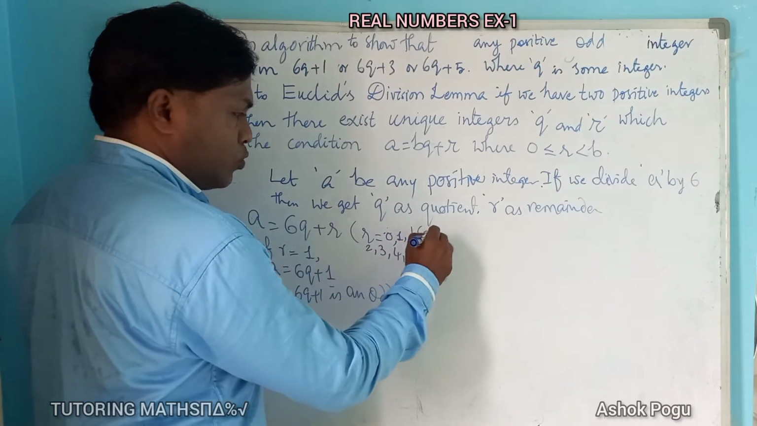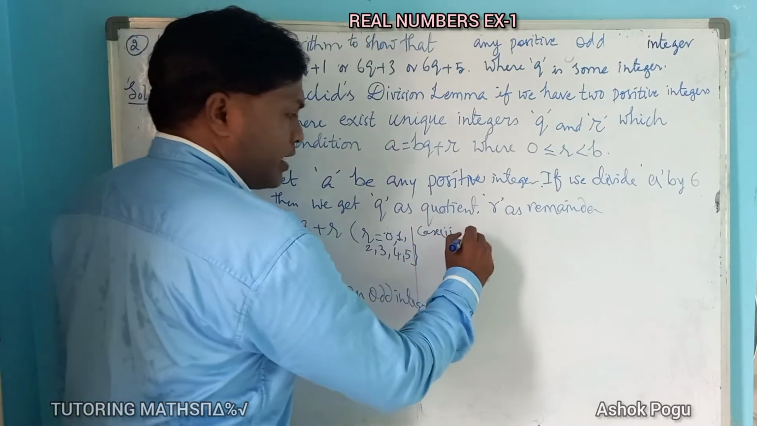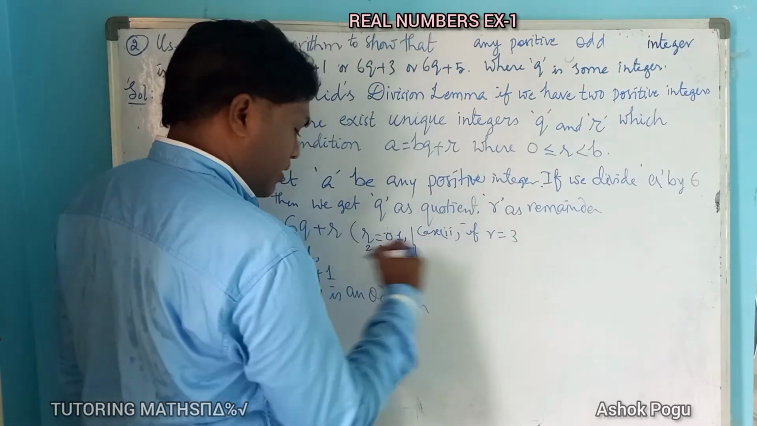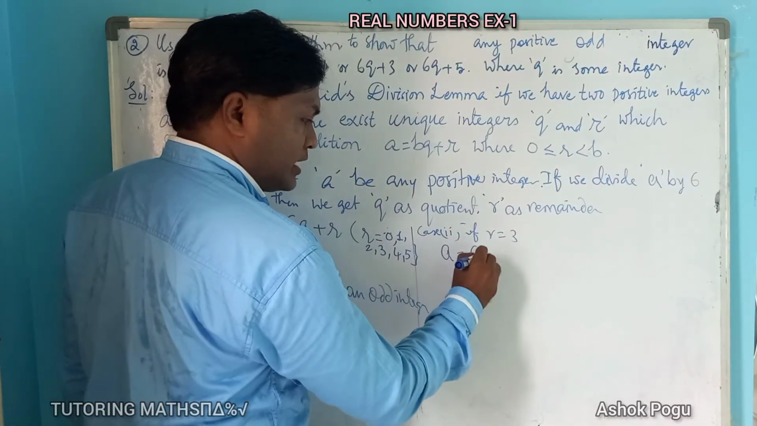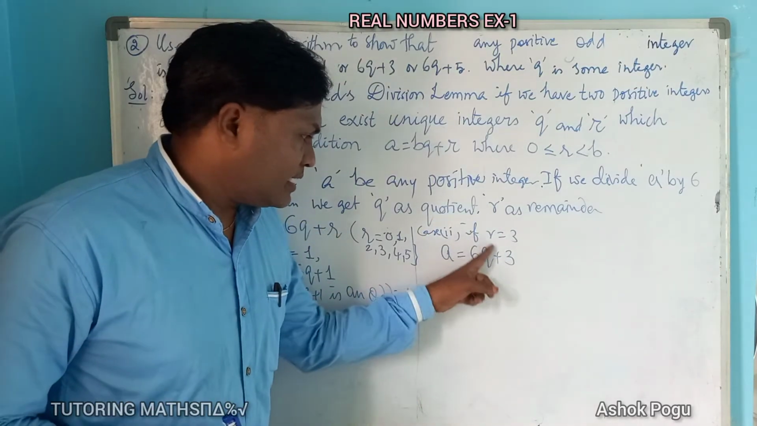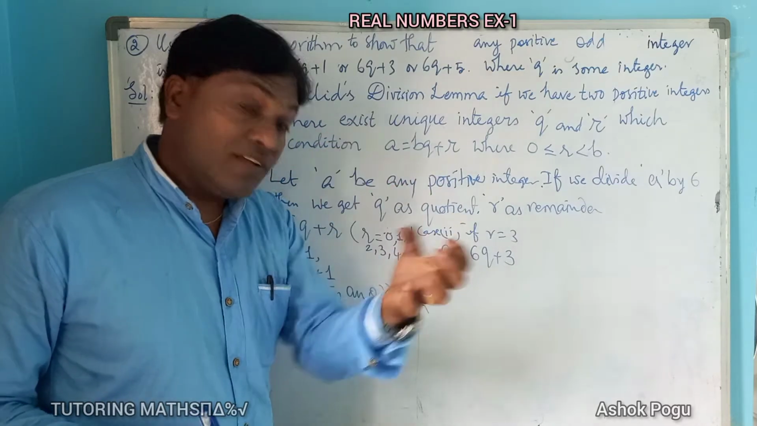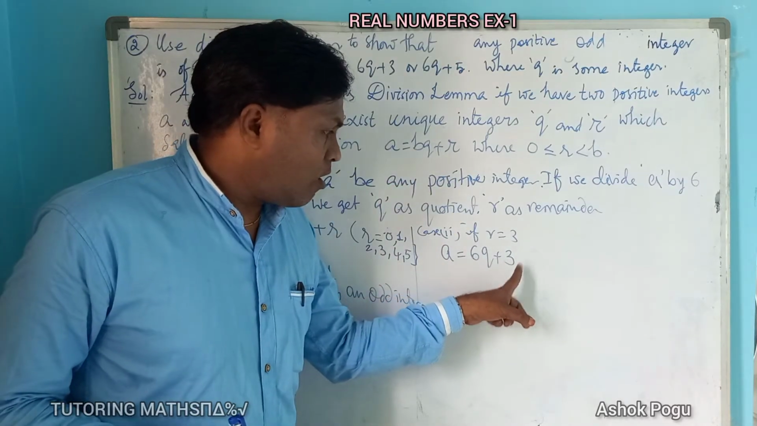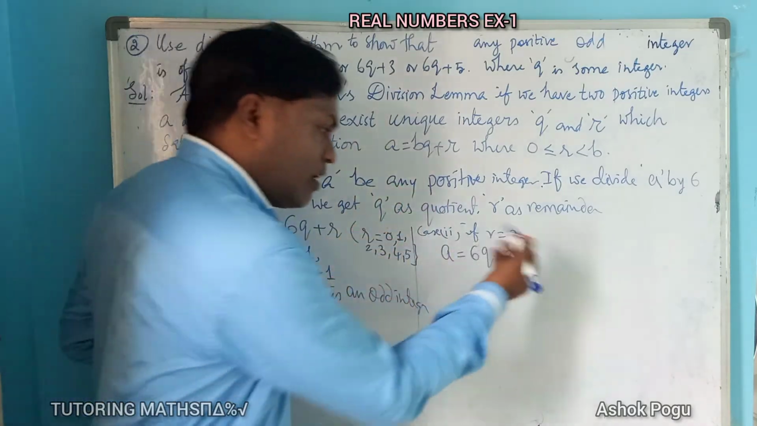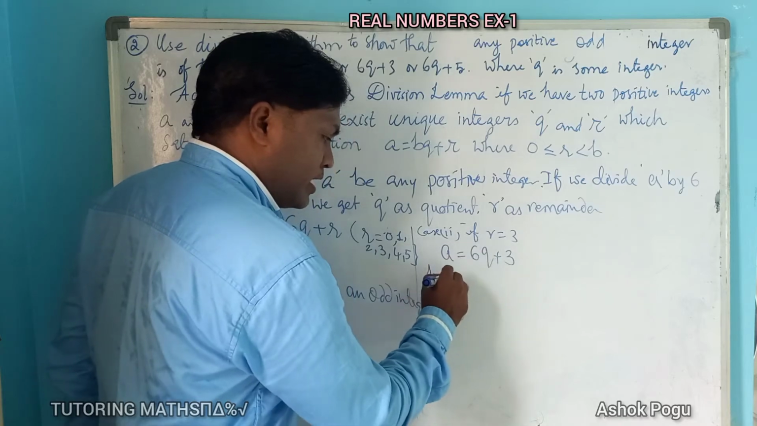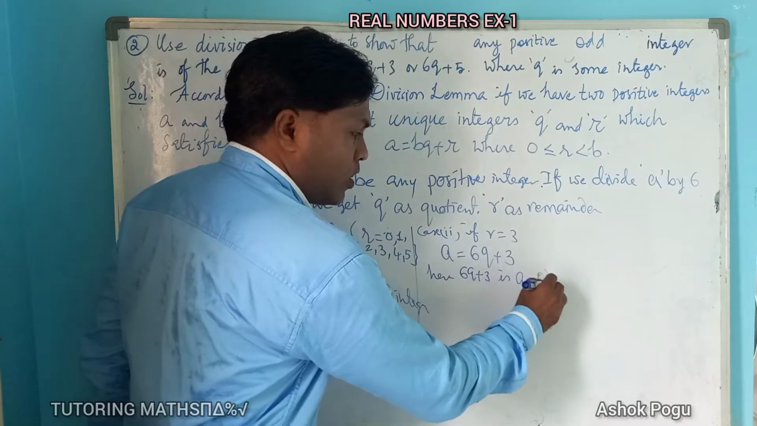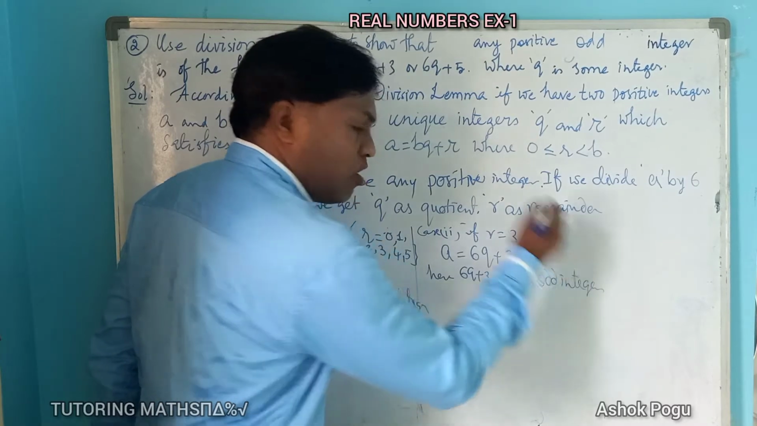And case 2, the second case, if r is equal to 3, the next odd number 1, 3, what do we get? A is equal to 6 cube plus 3. Once again, 6 into something gives us an even number. The sum of an even and an odd number always gives us an odd number. Therefore, here 6 cube plus 3 is an odd integer.